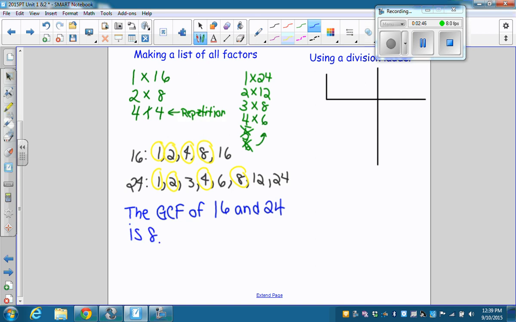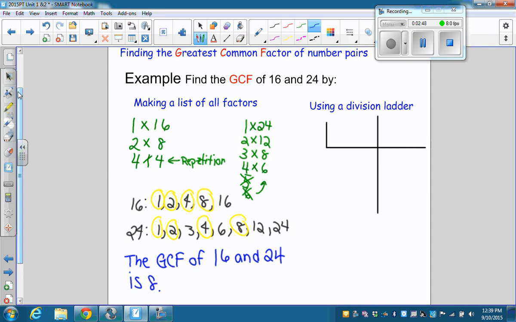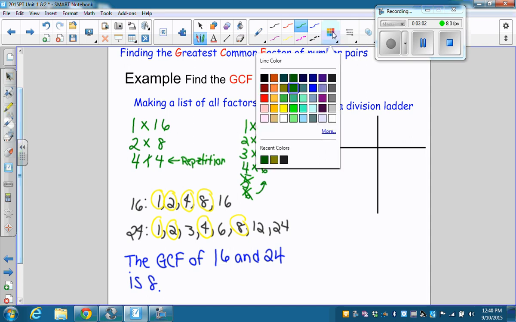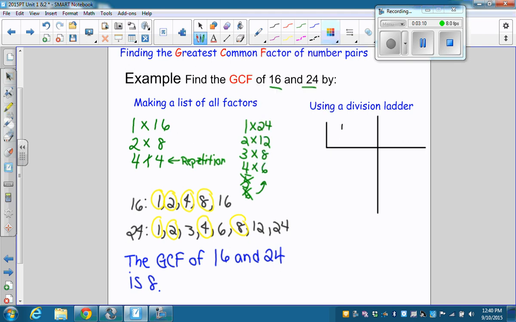This process works great, but as the numbers get larger, this process can be really time-consuming. So I'm going to teach you a method that can be quicker. And I'm going to do the same problem. I'm going to work with 16 and 24 and show you how you can do this method with something called the division ladder. So to do the division ladder, you take your two numbers that you're working with, 16 and 24, for example, and you place them in the top of the division ladder. And then you think of common factors.